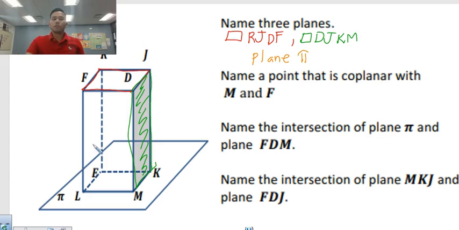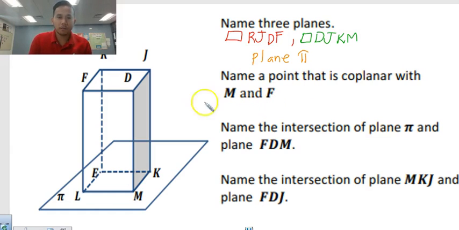Next is name a point that is coplanar with M and F. Coplanar, as a review, means it's either a point or a line that lie on the same plane. So coplanar of M and F. You can mark them. Let's mark M and then F. It talks about this plane here, the front surface of this box.